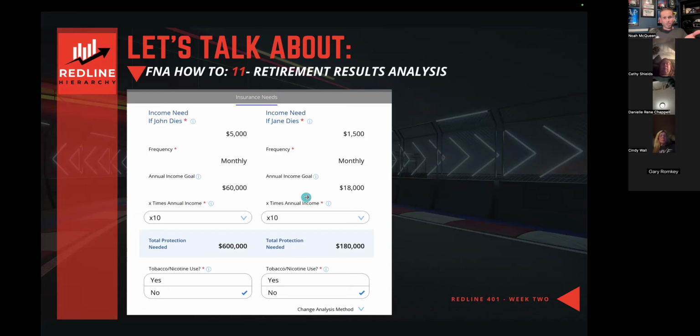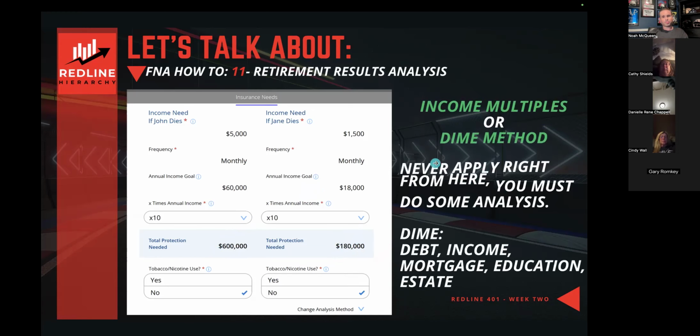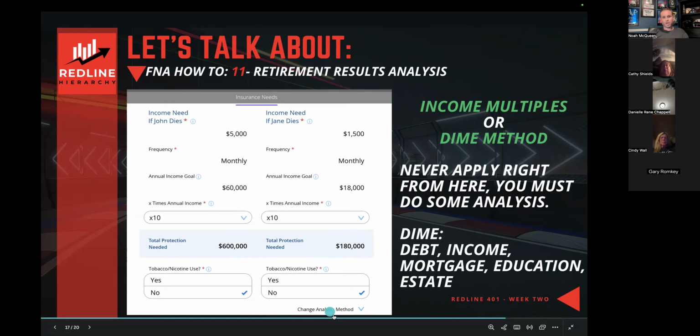But now when we pull this up, without even changing anything, it's going to say, hey, John, you should have about 600. Kathy should have about 180. And if they've got 25 or 50, you could see how you guys are underinsured. And so with the income multiples, you can switch it to a dime method, where it says right here, change analysis method. You can change that to the actual dime, right?